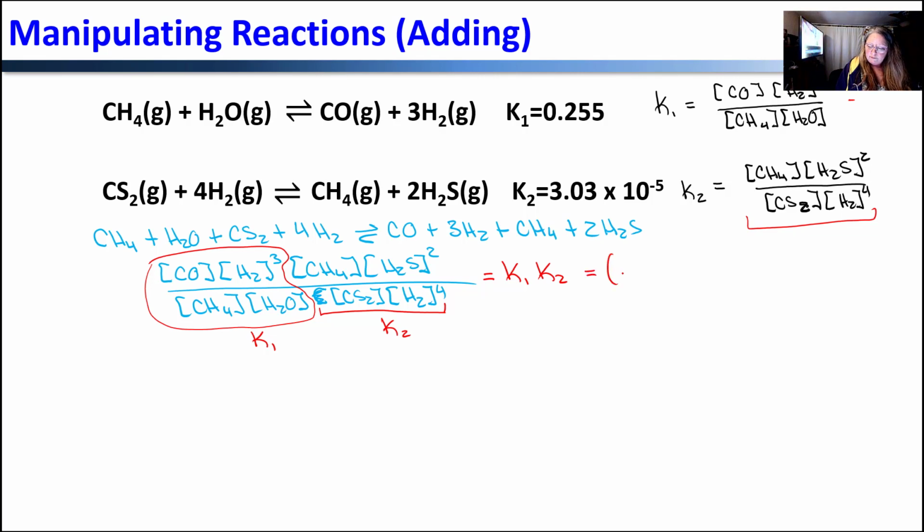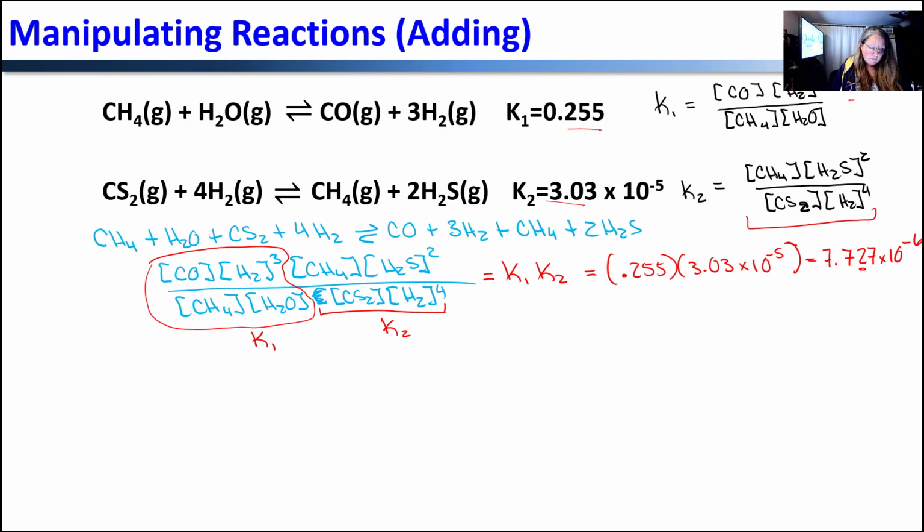So let's just put the values in there, 0.255 times 3.03 times 10 to the negative 5. And what do I get? I get 7.727 times 10 to the negative 6. So let's check our sig figs. I have 3 here, and I have 3 here. So my answer is going to have 3 sig figs. It's going to end at that 2, which would round to a 3 if I was putting it into SmartWorks.